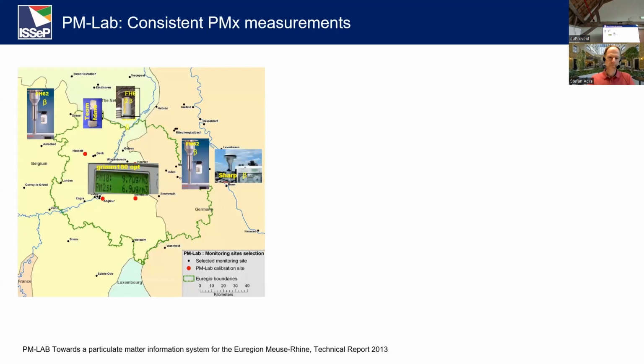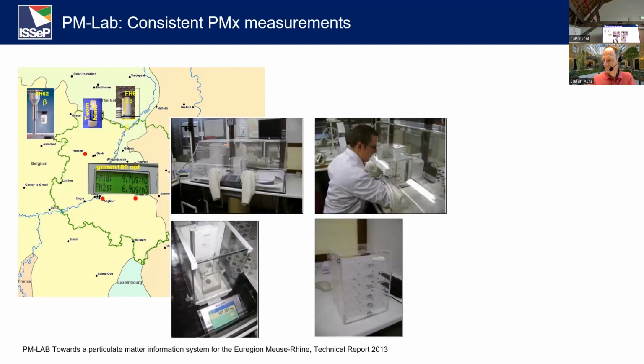Okay, go ahead. So in the framework of PMLab, the goal was to have consistent PMX measurements. PMX, X stands for both 10 and 2.5. And we noticed that all regions were measuring particulate matter, but with different instruments. That doesn't mean that they are not working well, but that there could be differences between these measurements. So the first part of the project was to make them consistent and evaluate them against the reference method.